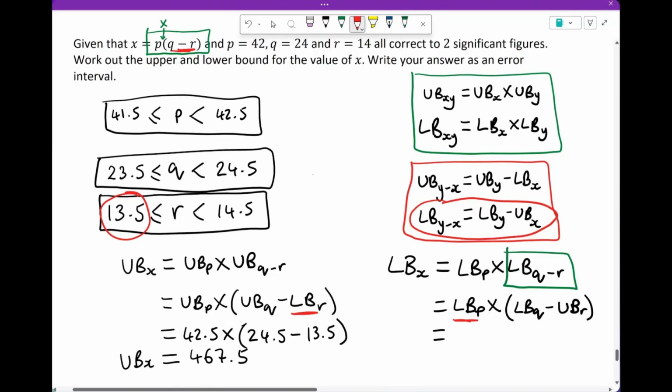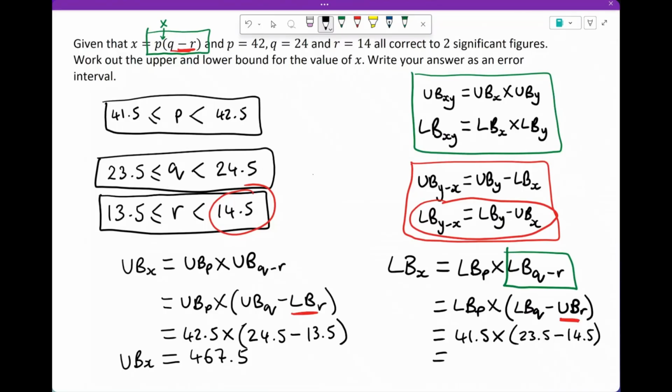Now let's go and pick which specific values we're going to use. So the lower bound of P, that would be the 41.5. Then multiplied by, and we're now doing the lower bound of Q. So the lower bound of Q is going to be the 23.5. And then we've got subtract. And then we require the upper bound for R. So the upper bound for R is 14.5. So I'm going to put that in. And then we just have to put this calculation into the calculator. And we get 373.5. And that's our lower bound for x.